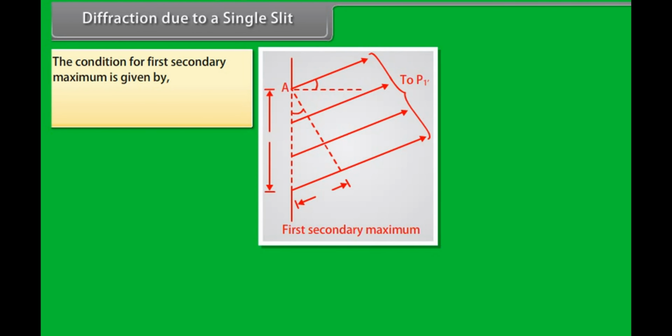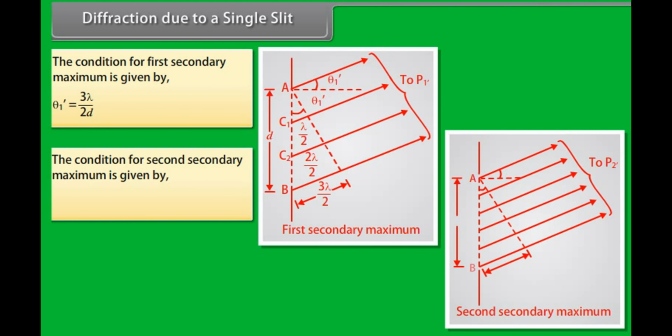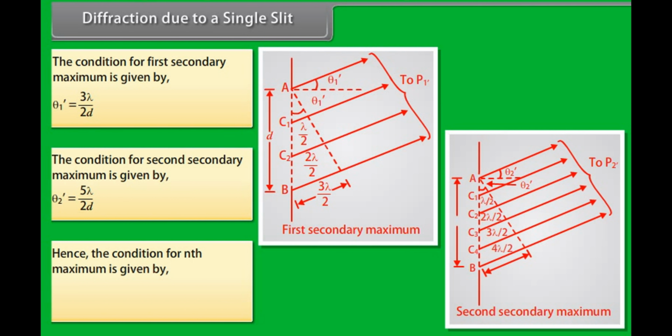The condition for first secondary maximum is given at angle theta = 3 lambda / 2d. The condition for second secondary maximum is given at an angle theta = 5 lambda / 2d. Hence, the condition for nth maximum is given at an angle theta = (2n + 1) lambda / 2d.